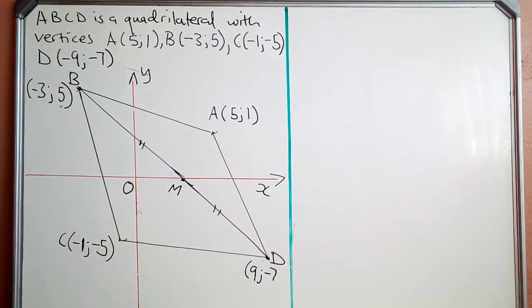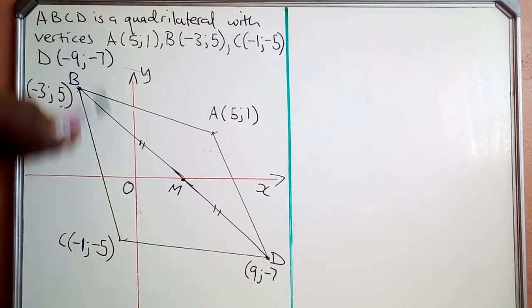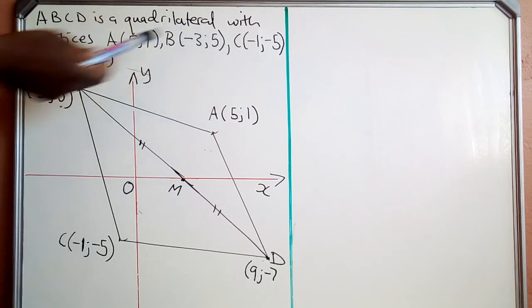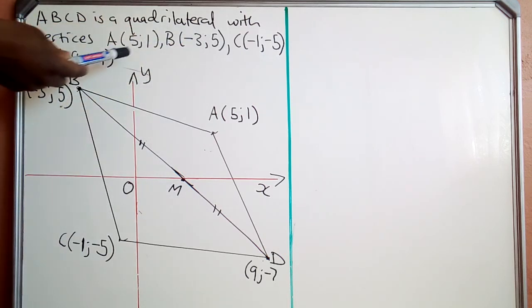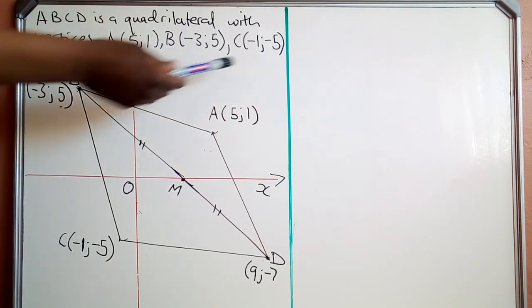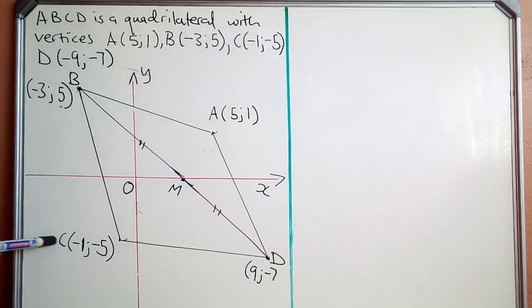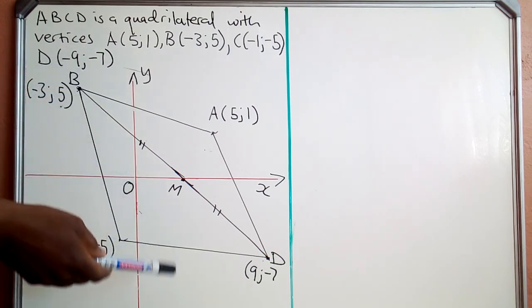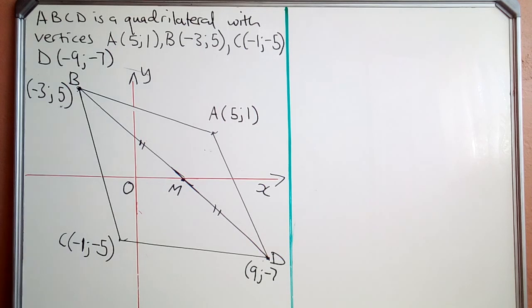Okay, we are continuing today with analytical geometry, and straight into our question. ABCD is a quadrilateral with the vertices A (5; 1), B (-3; 5), C (-1; -5), and D (9; -7).